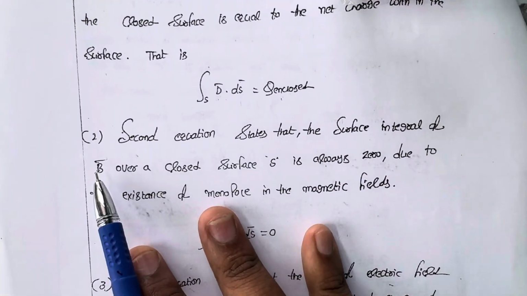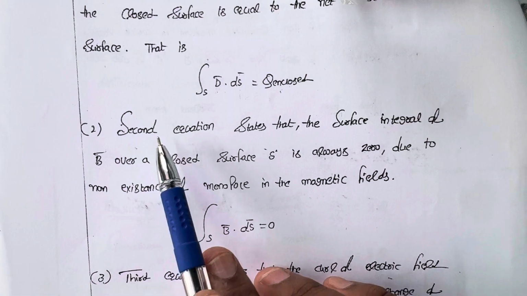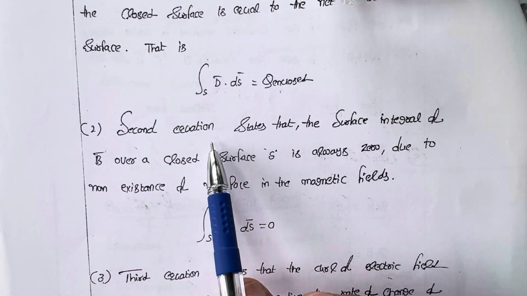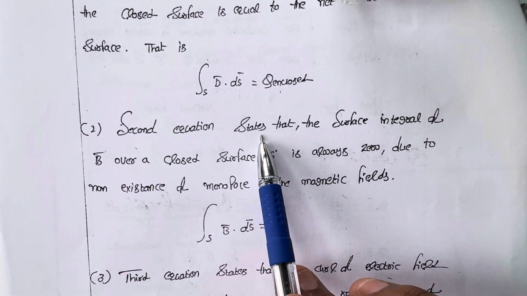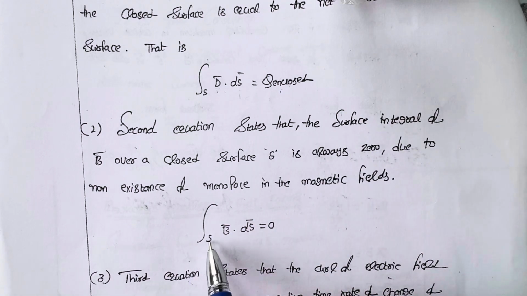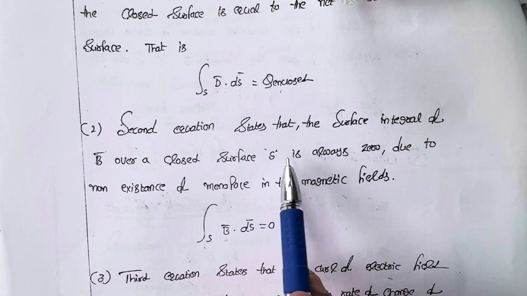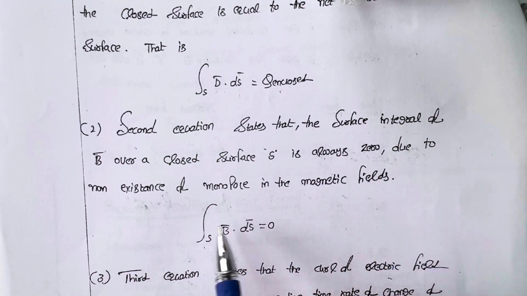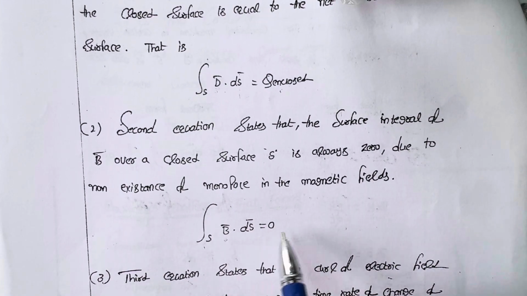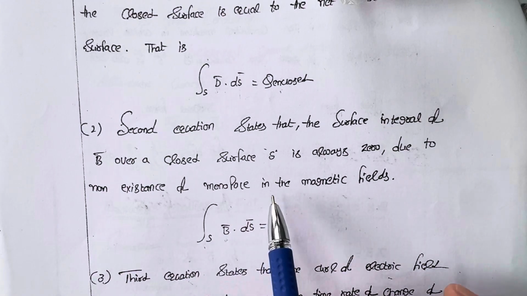And the second Maxwell equation is this. It is the integral form. The second Maxwell's equation states that the surface integral of B bar, that is magnetic flux density B bar, over a closed surface is always equal to 0. That means surface integral of B bar dot dS bar is equal to 0. It is our Maxwell's second equation statement.